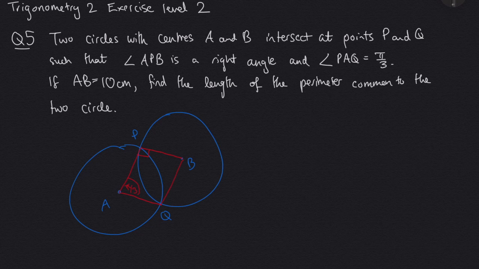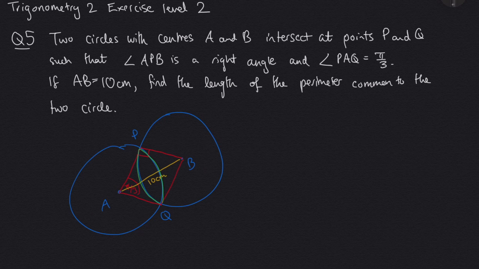We're also given the length between A and B. So the length between A and B is 10 centimetres. And what we're asked to find is the length of the perimeter common to the two circles. So that is the total length of these two green areas here. So really what we want to find here is two arc lengths.